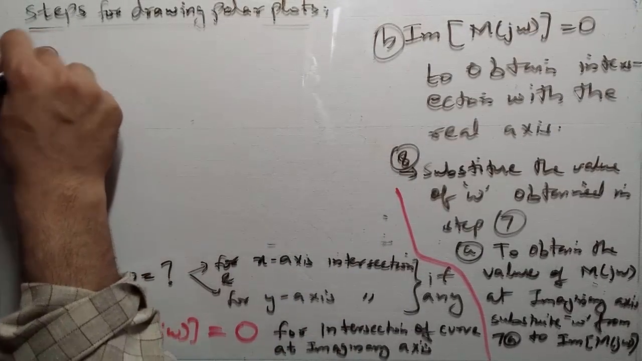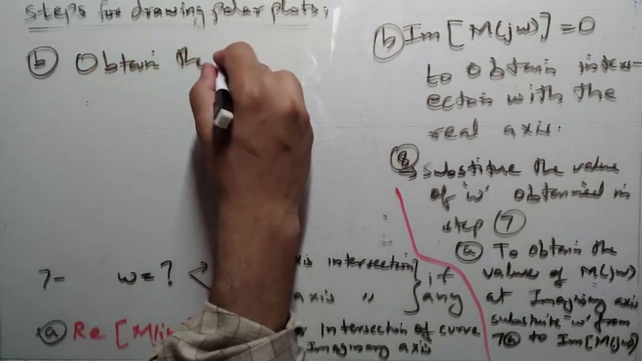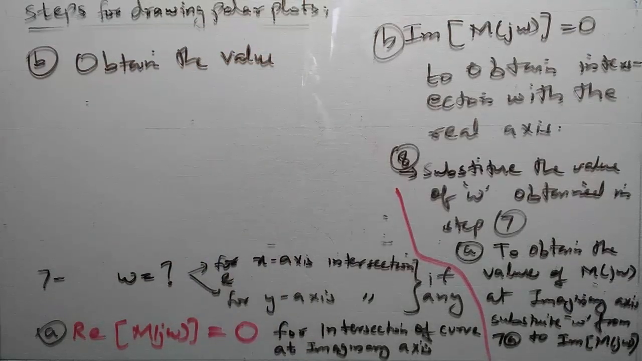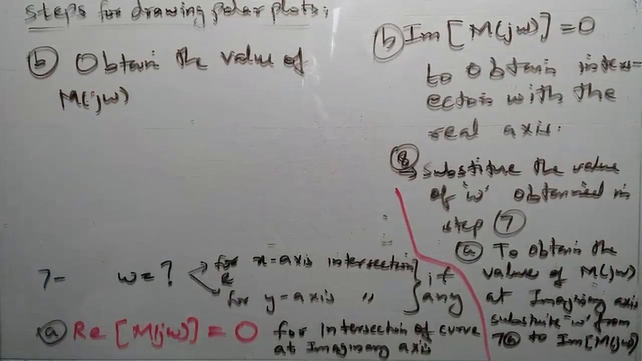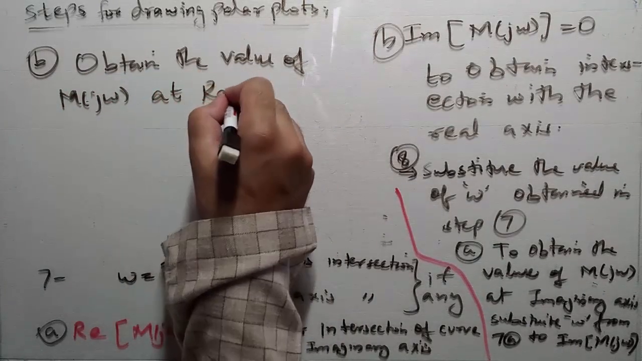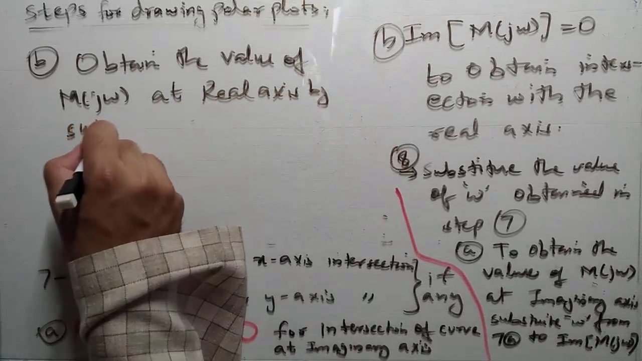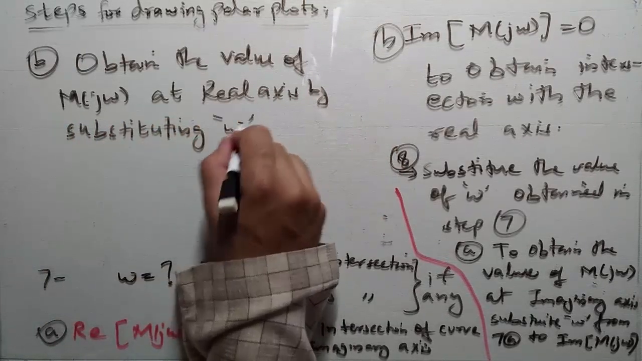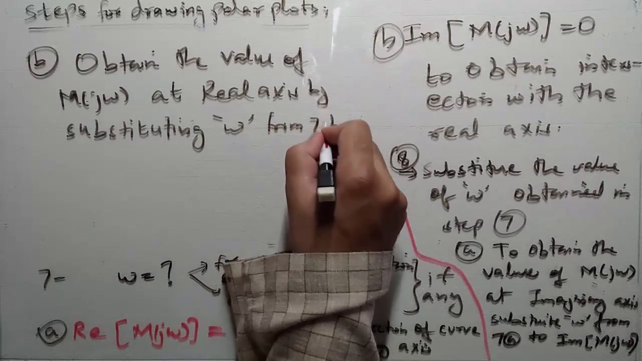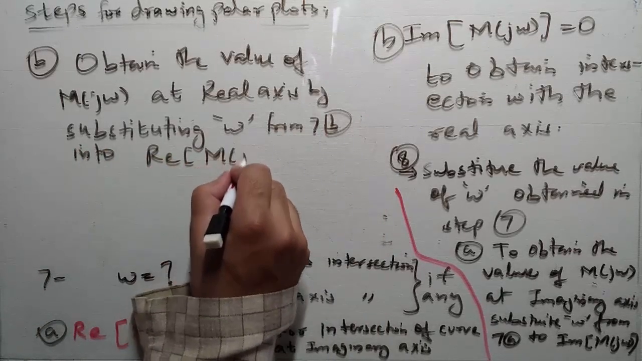So unit of B is obtain the value of mj omega at real axis by substituting omega from 7b into real part of mj omega.